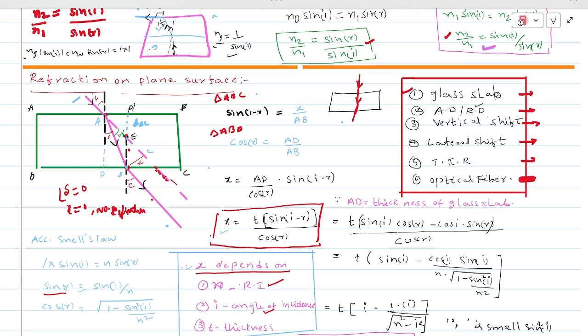In the prism and lens formula, mirror formula, in light, mostly small angles only will be considered. Small angle approximation: R is equal to F in every case. So now, coming here, substitute these values. The lateral shift x is equal to AB into sin of (i minus r).